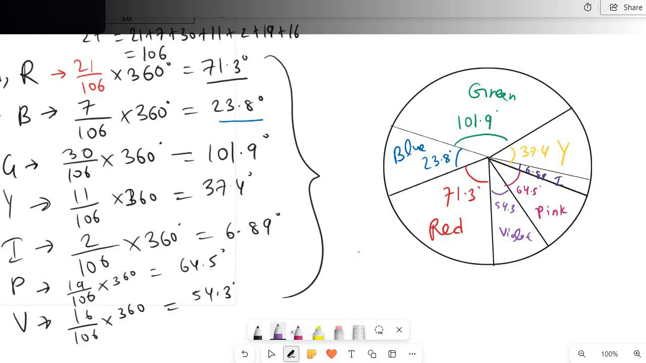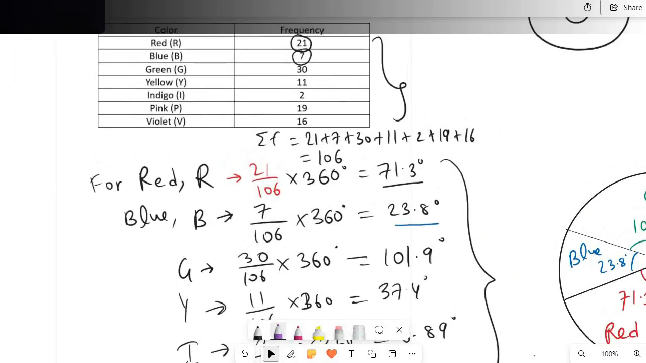And this should be our approximate pie chart. In the exam, however, when you actually try to draw it, it is recommended to use a protractor to measure the angles and then draw the sectors. And this is how you can draw the pie chart for this table.